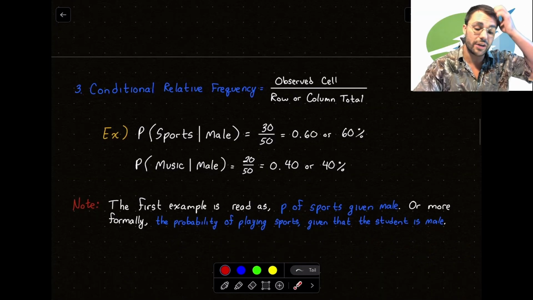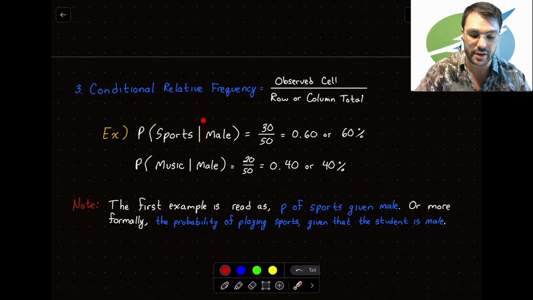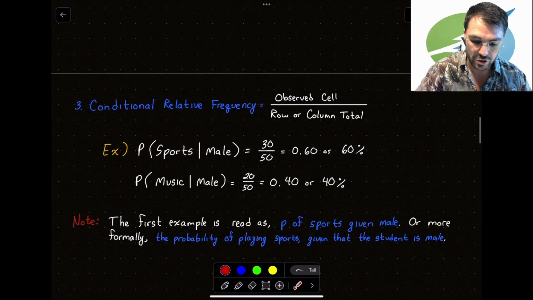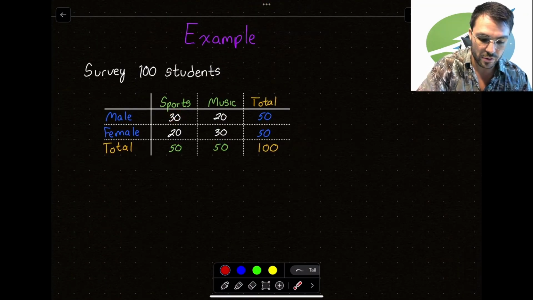Now, the notation you're going to see for these types of questions might look a little weird. This might not be something you've seen before. This is read as P of sports given male, or more formally, the probability of playing sports given the student is male. This vertical line here means given. So anyway, we calculate this first one, P of sports given male. The first thing we look at is sports male, 30.